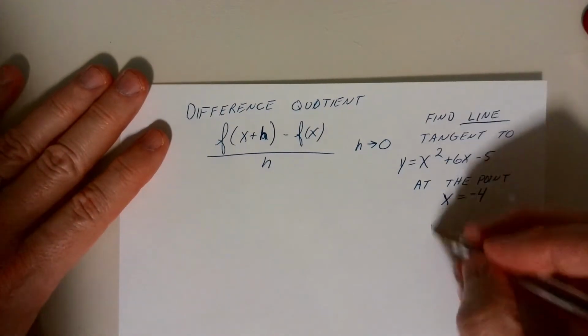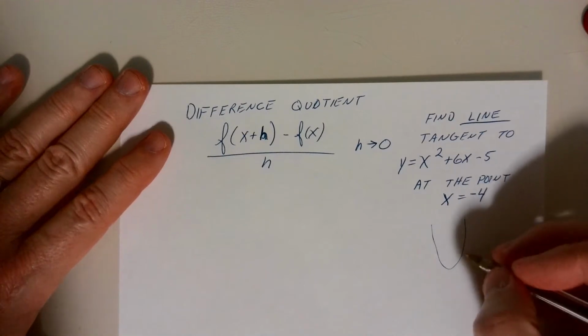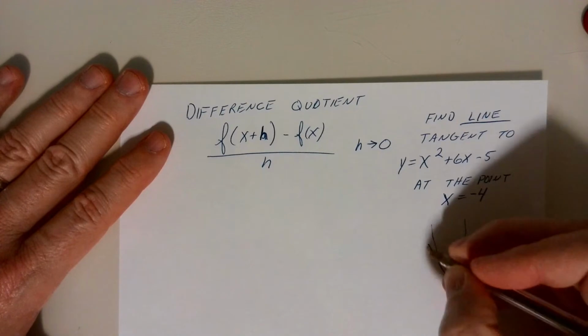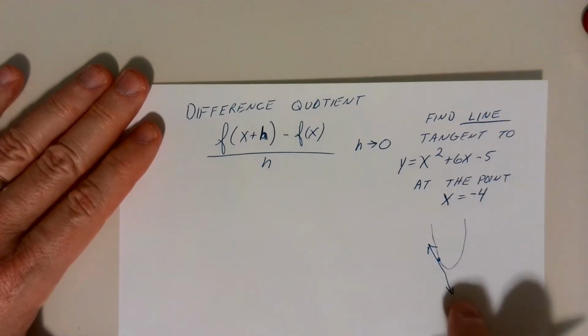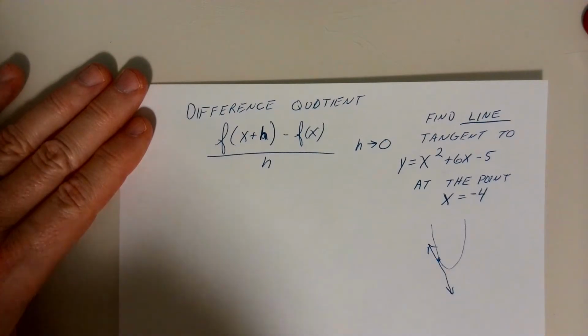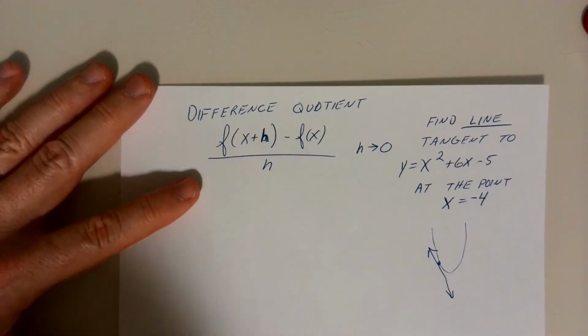x squared plus 6x minus 5 is a parabola that opens up, so we get something like this. Let's say -4 is right over here. So we're going to find the equation of this line that's tangent to that point using this big ol' honkin' scary formula.